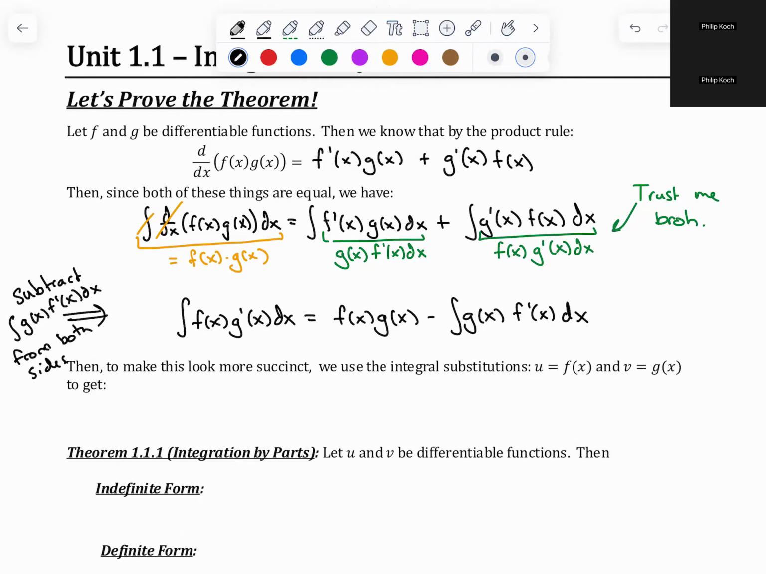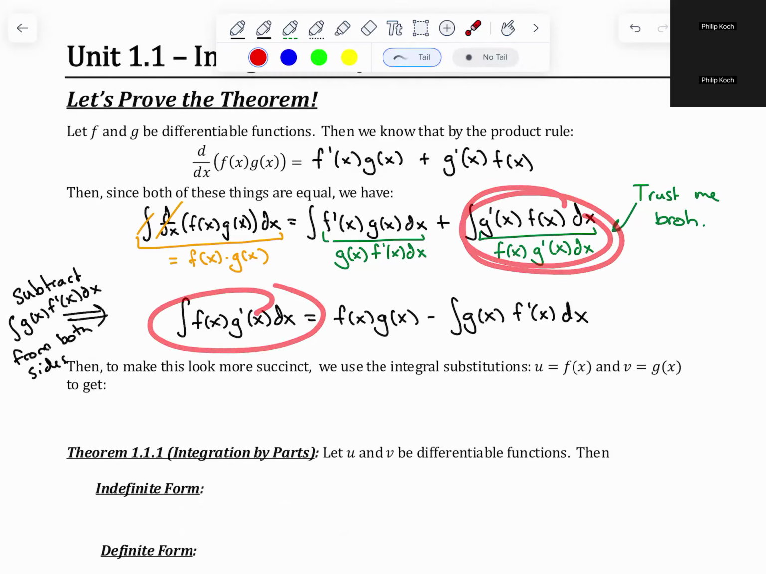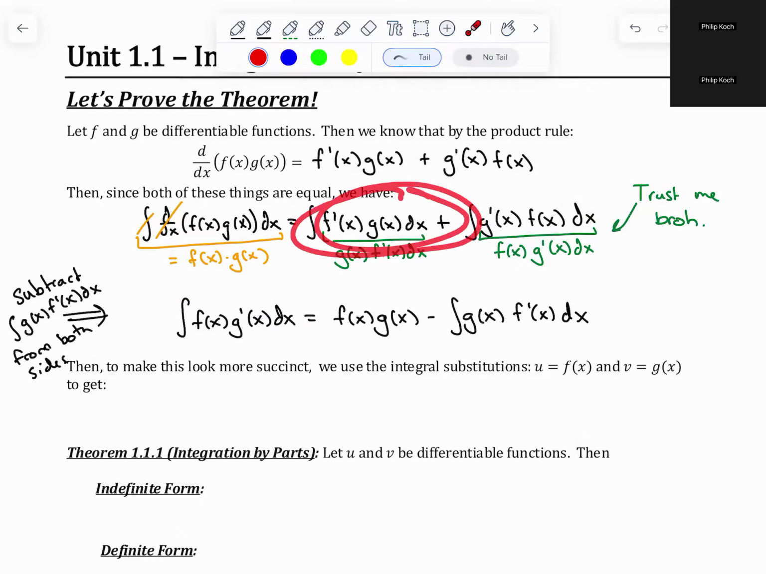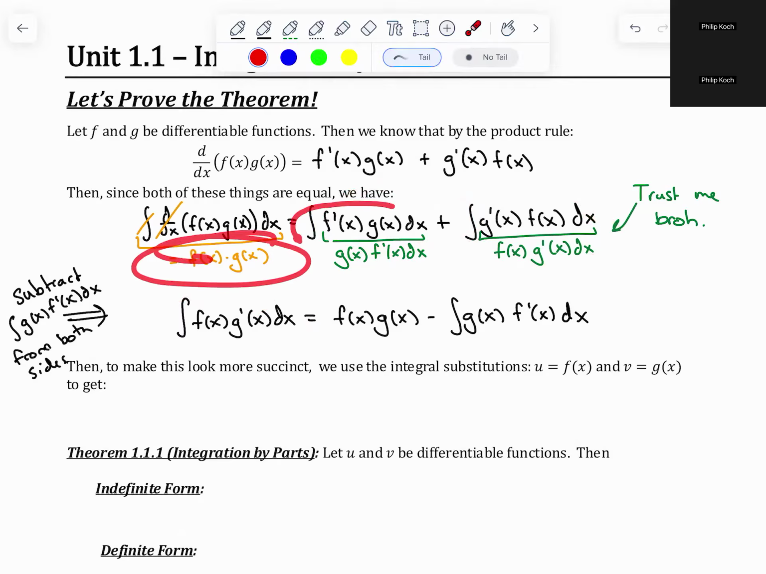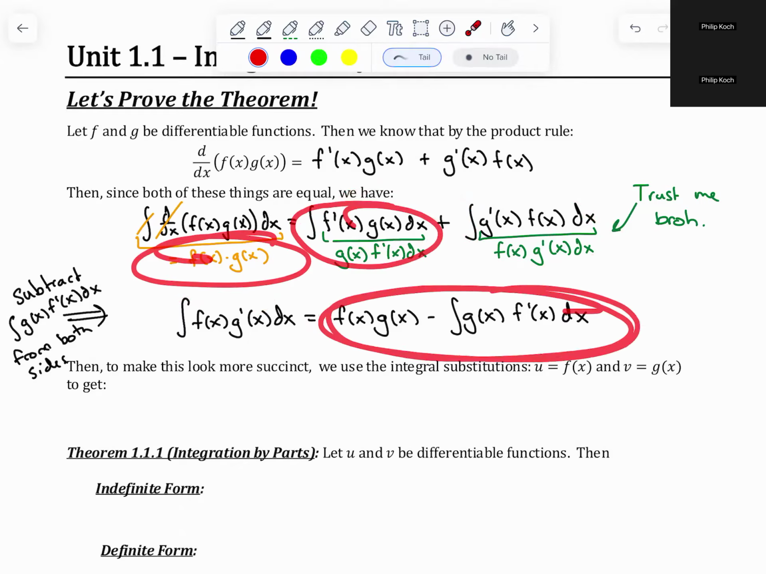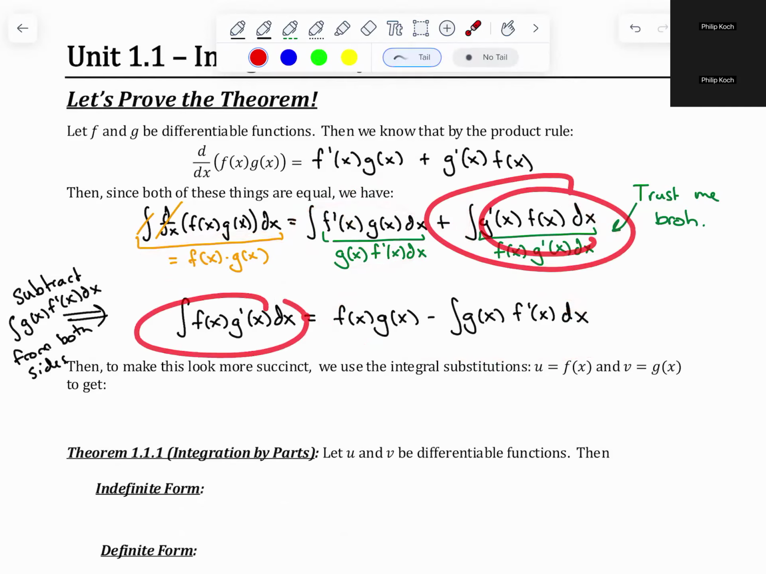So for the people watching the recording, I'm putting this piece over here. I'm basically flip-flopping the equation. And then I've subtracted this from both sides. So it's f of x times g of x minus this function. That's where this is, and this is left by itself. That's what's happening.